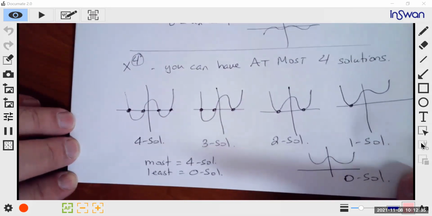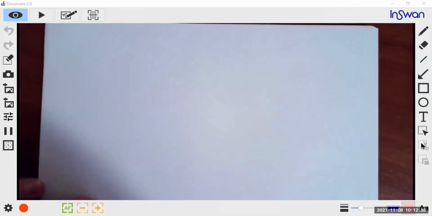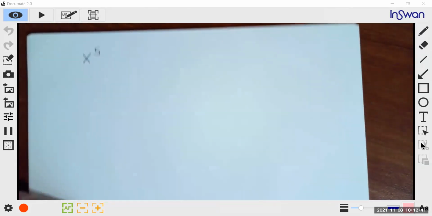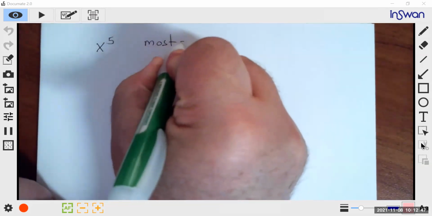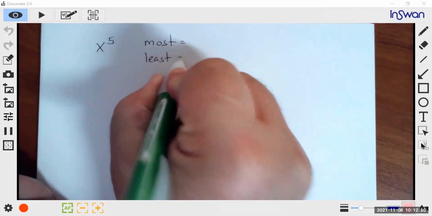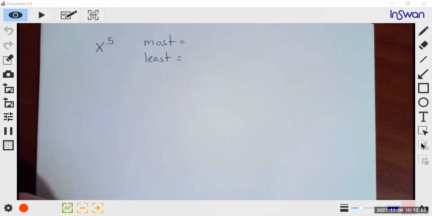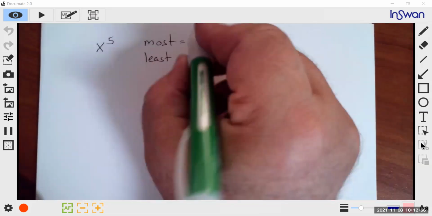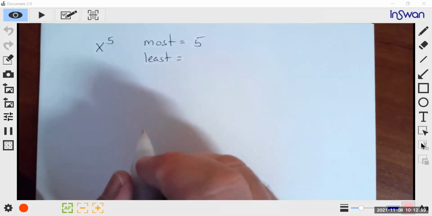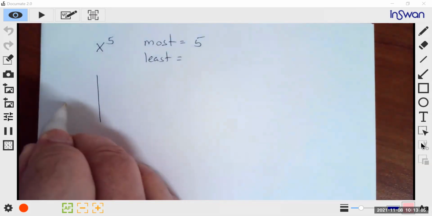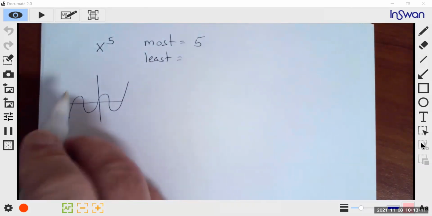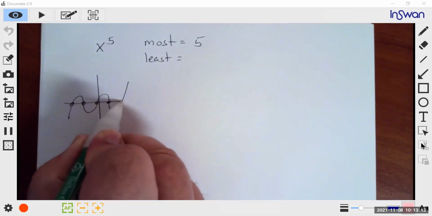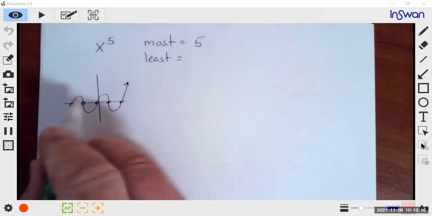The same logic. Tell me about this graph. What's the most? What's the least? Most is 5. Very good. Least? So if it's 5, 1, 2, 3, 4, 5. It's an odd exponent, so both ends have to point in different directions, right?